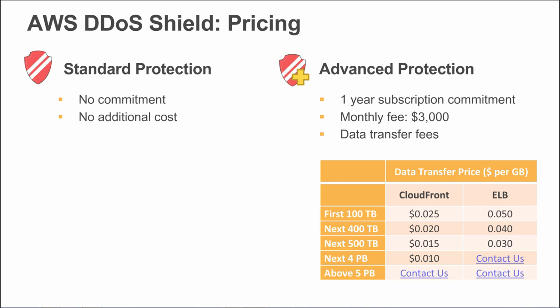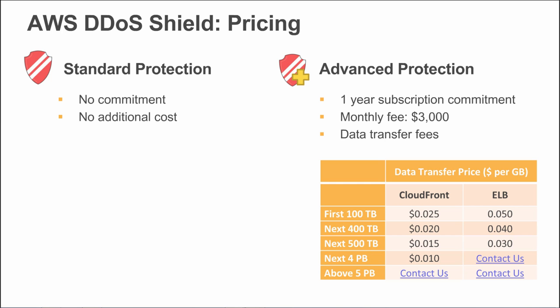And depending on which resource you enable, there is also an additional fee on data transfer out of that particular resource. For example, if you enabled DDoS protection on your CloudFront distribution, there will be a fee of 2.5 cents per gigabyte of data transfer out of CloudFront. And that data transfer price is tiered, so you get a discounted data transfer price as you have a higher volume of data transfer out of CloudFront. And that fee is in addition to what you might be paying CloudFront.